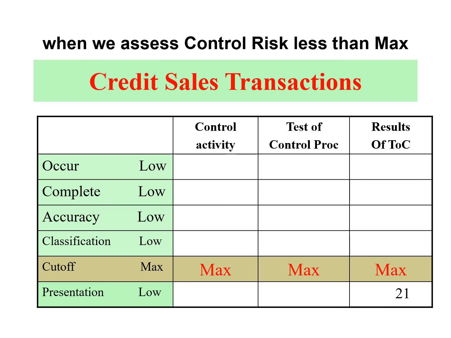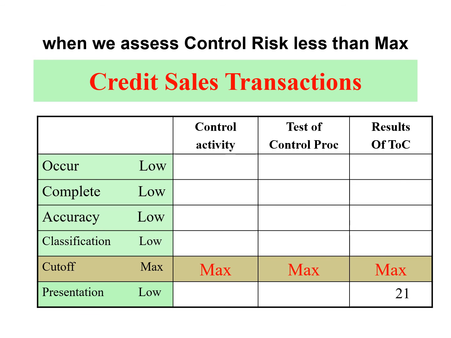How could we test that? Well, we could take a sample of however many, 10 transactions in the sales journal, and make sure there's a corresponding invoice, corresponding shipping document, corresponding sales order. Then we'd evaluate the results. Well, we took a sample of 10 and all 10 showed that they complied with the controls.